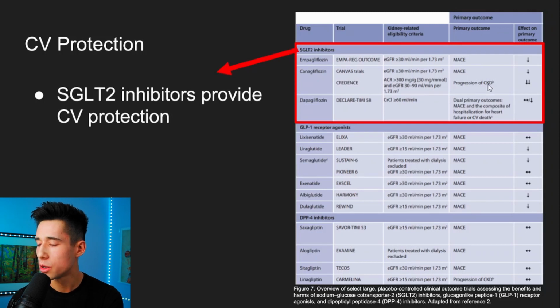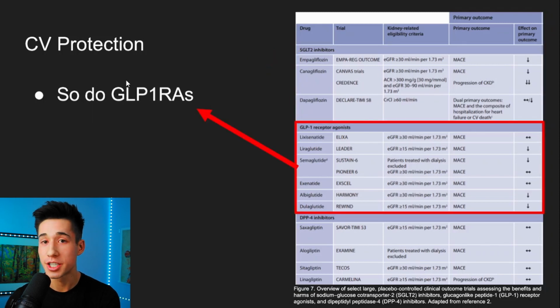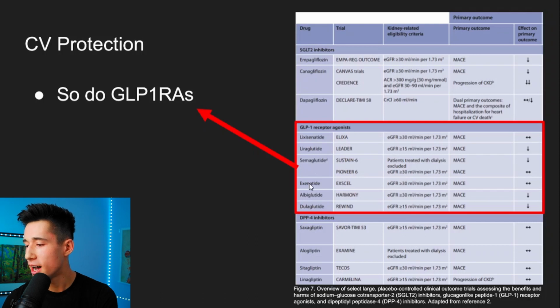So first of all, let's take a look at SGLT2 inhibitors. These drugs all lower MACE, as you can see over here. So these drugs are cardioprotective. Let's take a look at our GLP-1 receptor agonists. Most of these drugs do lower MACE. Some of them do not, most of them do. So we're going to want to make sure that we prescribe a drug that helps to lower MACE. For example, liraglutide, semaglutide, albiglutide, and dulaglutide. So we're probably going to want to prescribe one of those agents.